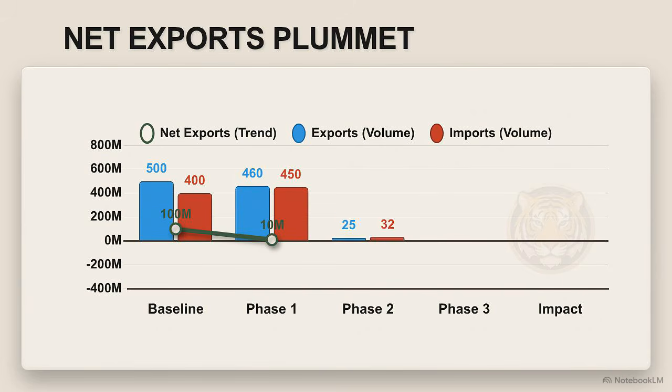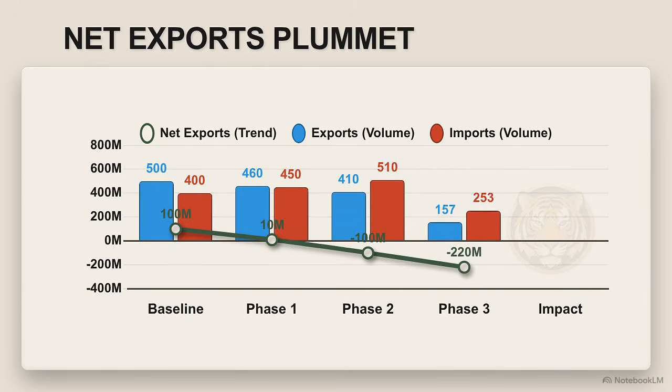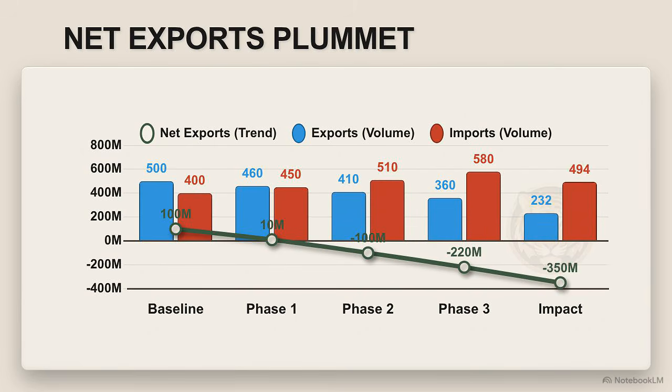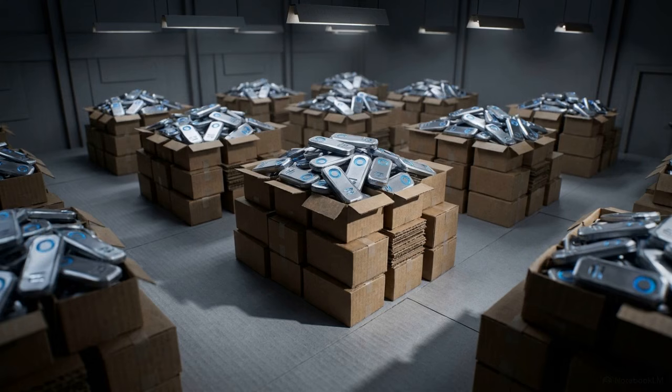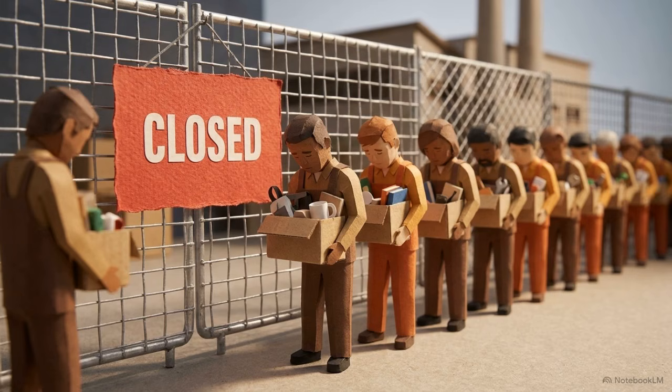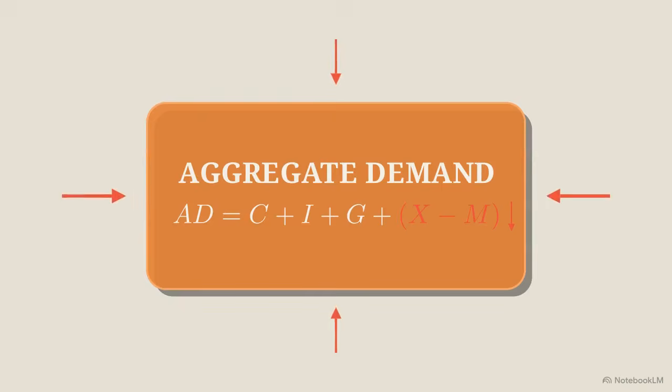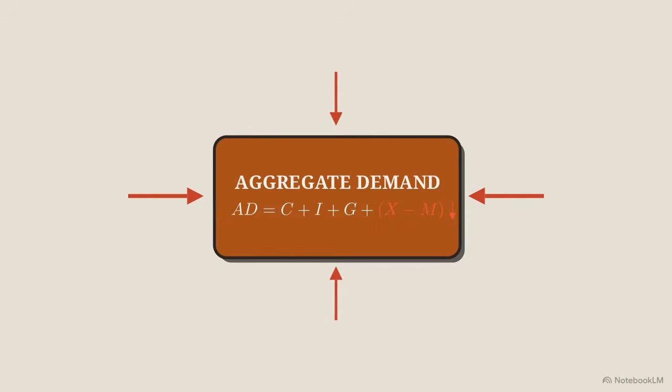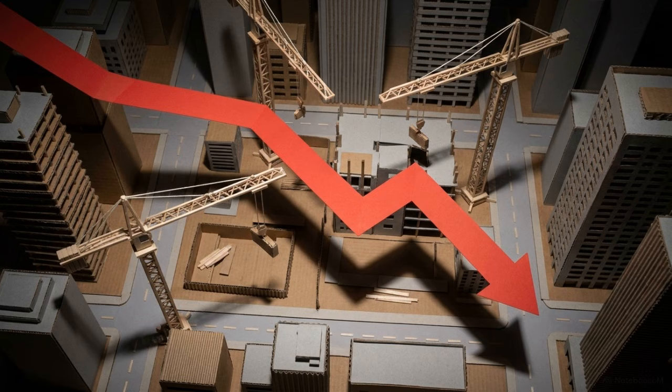Zooming out to the national level, we see the ripple effect. Because overall exports have fallen and overall imports have risen, the Tiger Republic's net exports begin to shrink. With fewer gadgets sold abroad, domestic factories in the Tiger Republic lose revenue. They are forced to lay off workers, causing the national unemployment rate to rise. Those falling net exports directly reduce aggregate demand, the total spending in the economy. This drags down national economic growth.